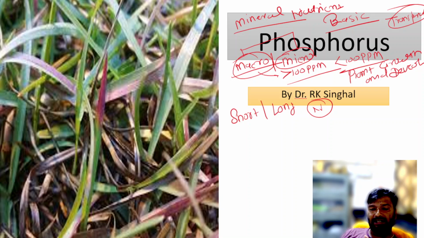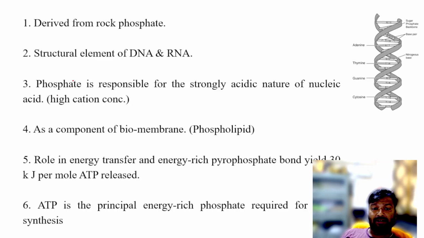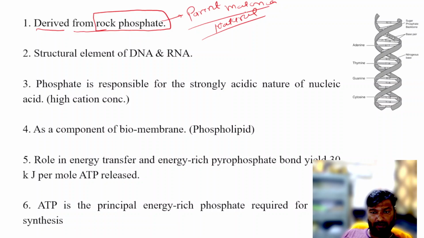So in this lecture, we will discuss the functions of phosphorus and the deficiency symptoms of phosphorus. Okay. So let's start today's discussion with phosphorus. The first point is that phosphorus is derived from rock phosphate. Rock phosphate is the parent material, the natural source of phosphate in the soil for the plant.